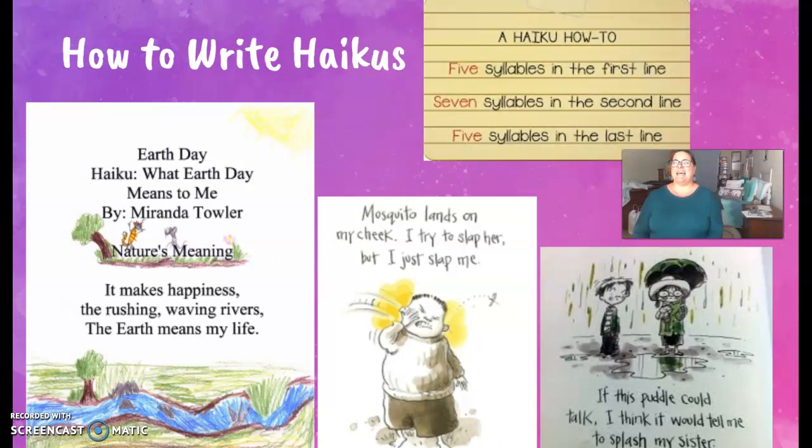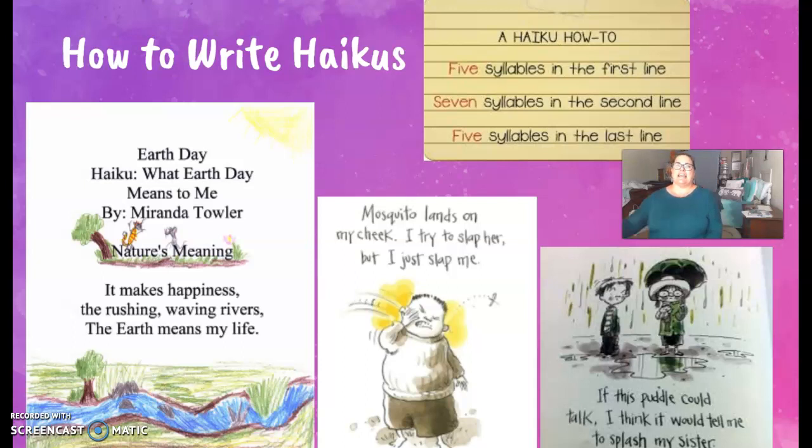And then these last two come from a book called Gaiku, A Year of Haiku for Boys. And it's written by Bob Raczka and Peter Reynolds. And if you really like haiku, Dogku is another really good one. It's haiku poems about dogs. This first one says, "Mosquito lands on my cheek. I try to slap her, but I just slap me." And then the last one, "If this puddle could talk, I think it would tell me to splash my sister."